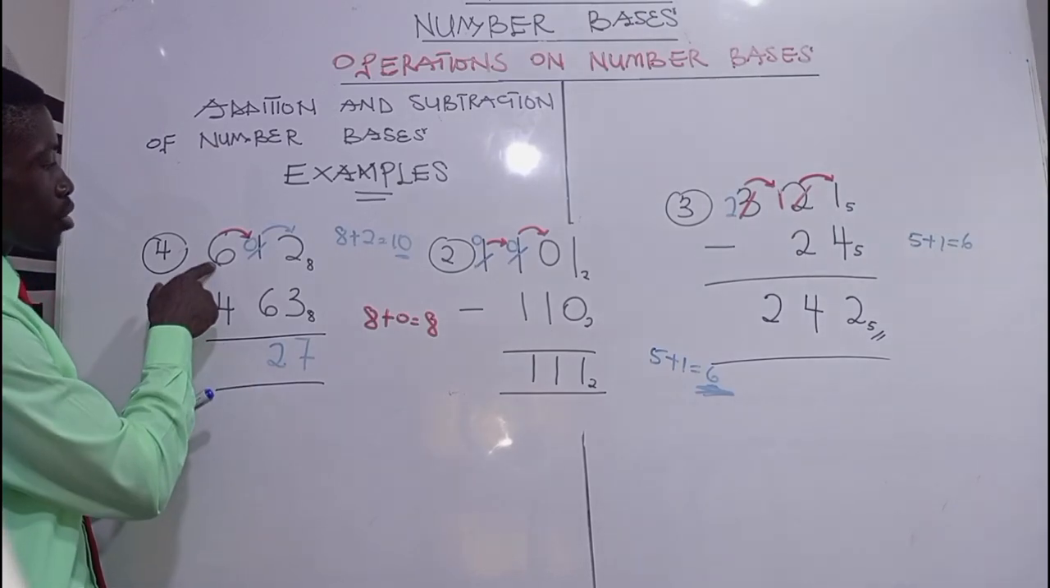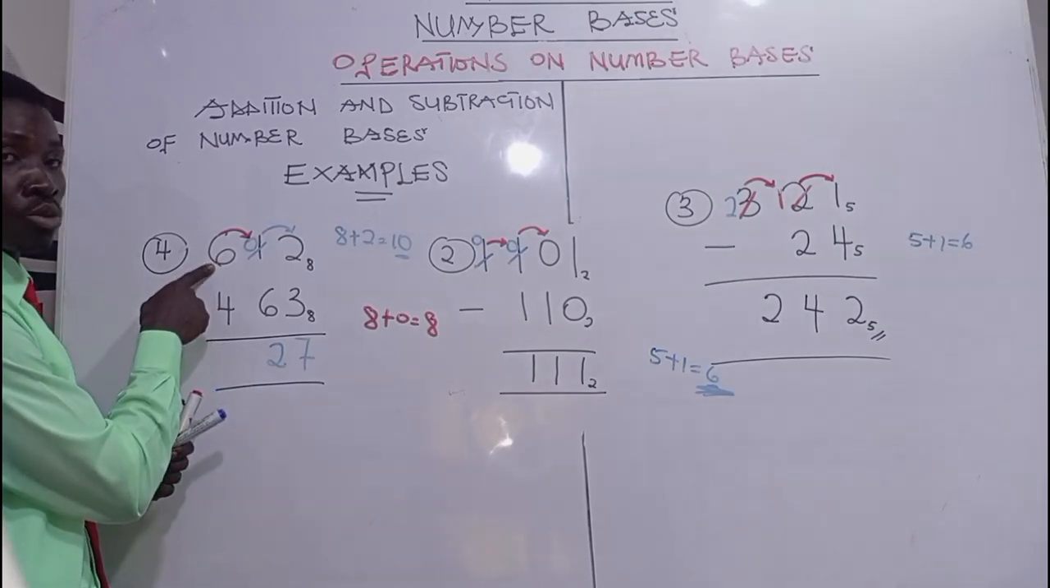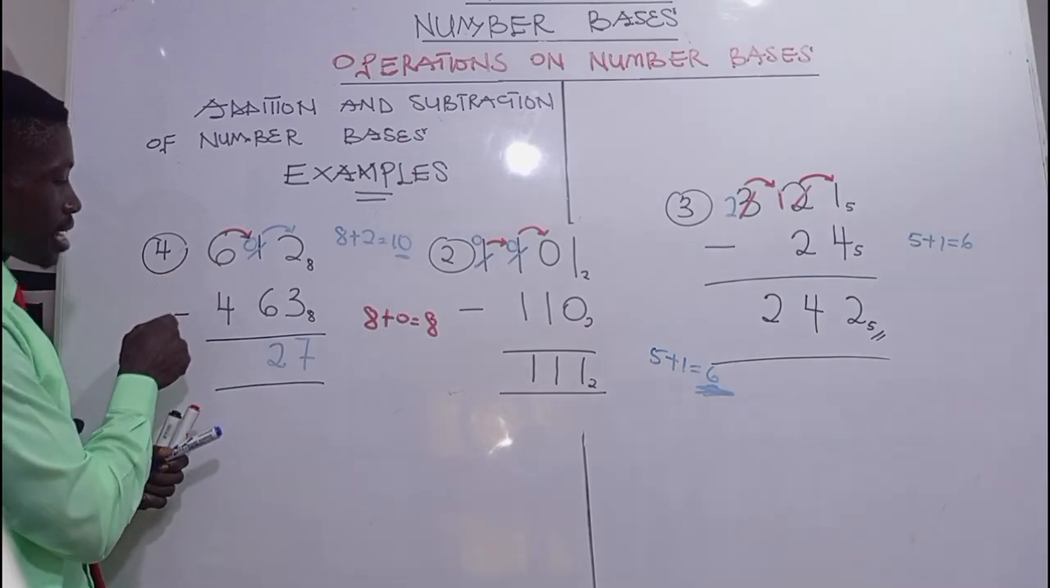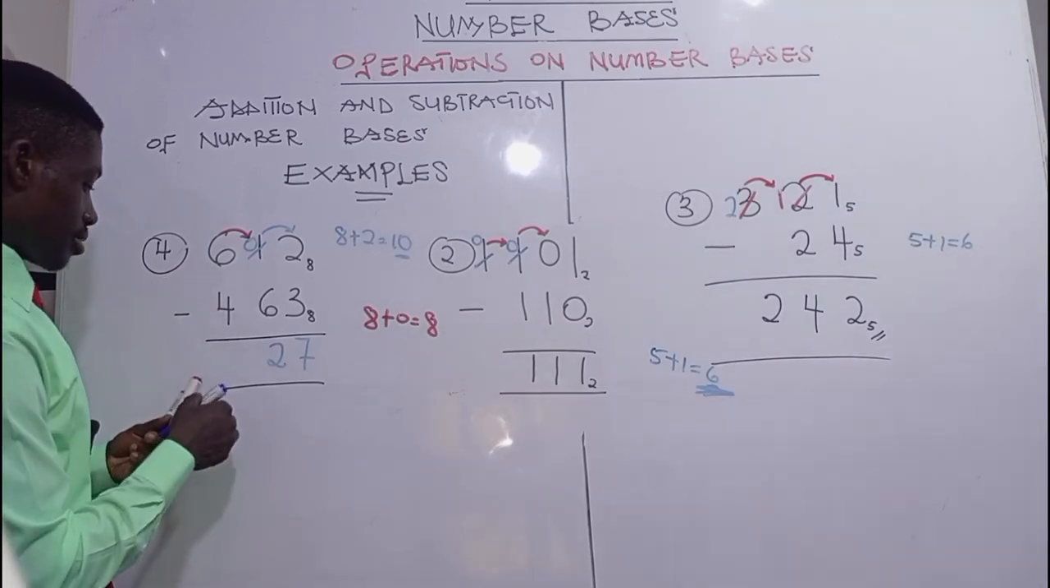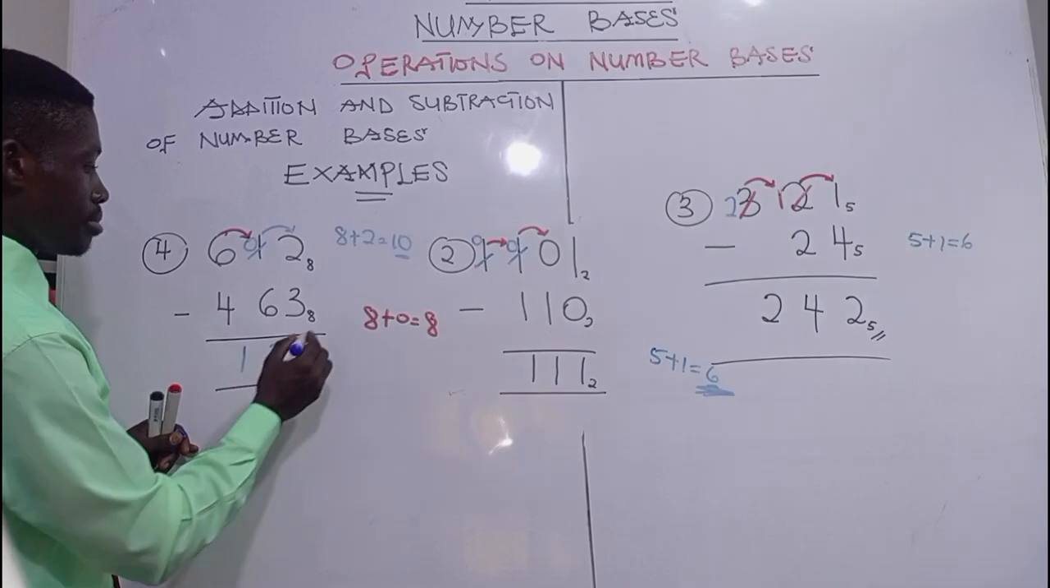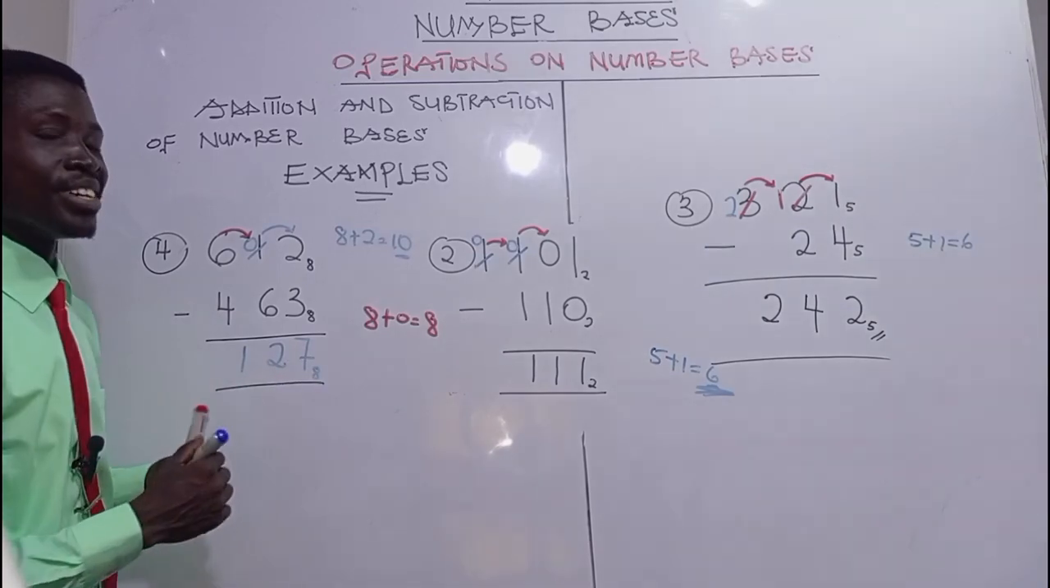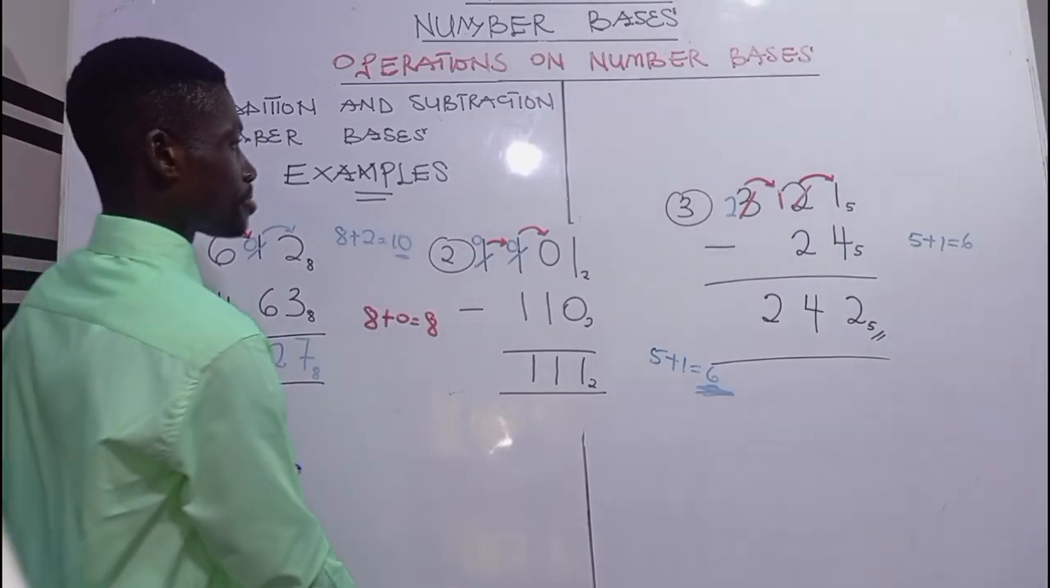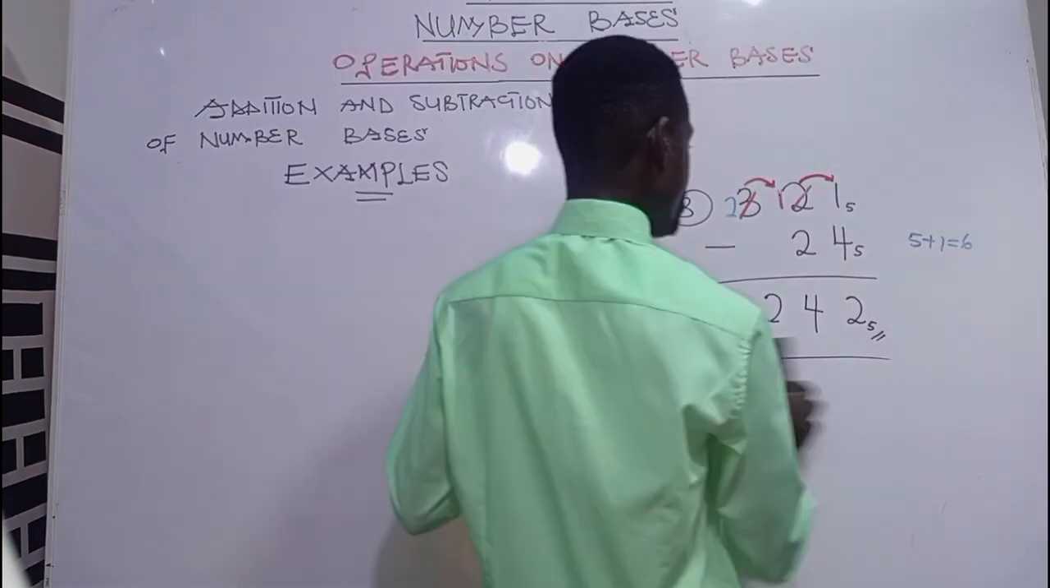Now remember, we borrowed 1 from the 6. We are left with what? 5. 5 minus 4 give us 1. Base what? 8. Very, very easy. Let's take 2 more examples.